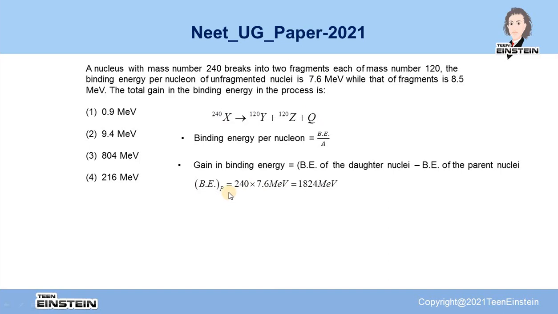So we see the binding energy per nucleon is 7.6. So the total binding energy of the parent nucleus is 1824 MeV. And similarly, you have to find out the total binding energy of the daughter nuclei, and that can be calculated by this: 2 into 120 into 8.5, where 8.5 is the binding energy per nucleon.